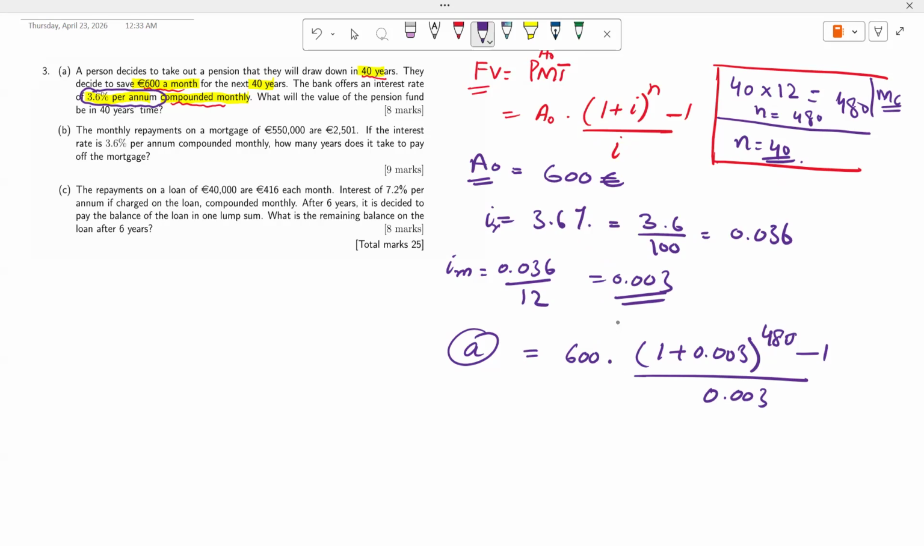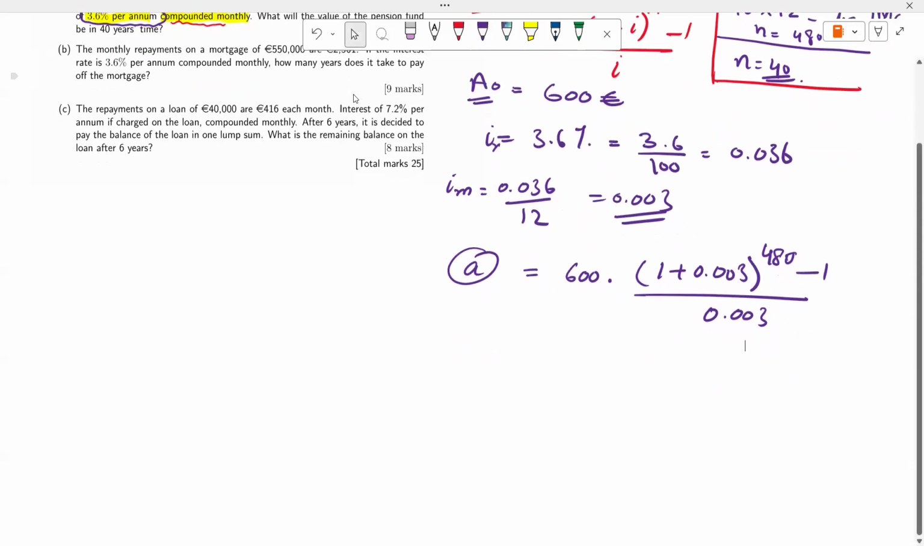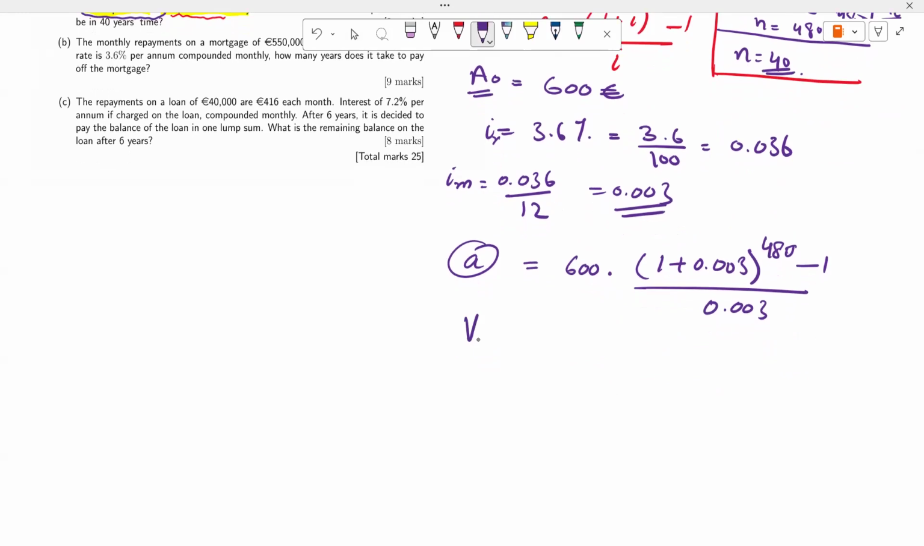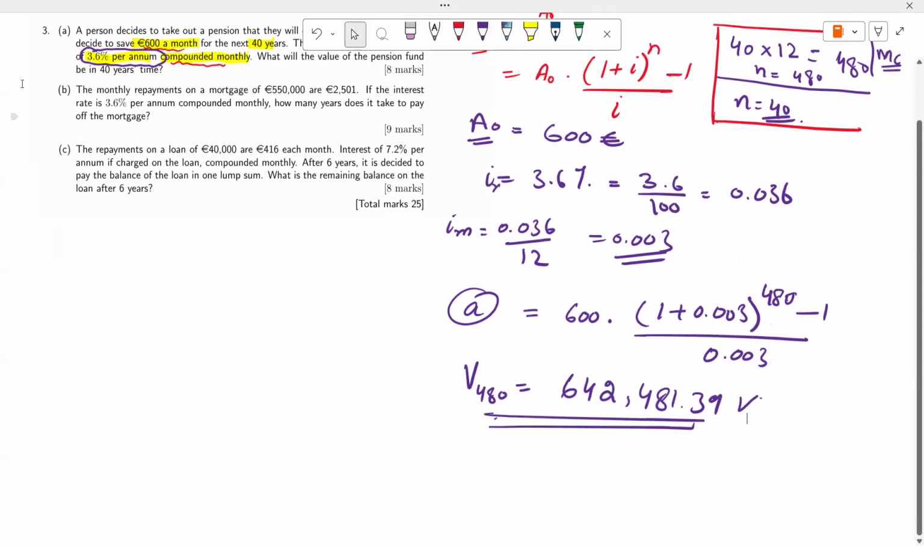Once you solve this question, you're going to get V 480 equals, if you calculate this value, around 642,481.39. So that would be your answer, right? So this is part A. Now let's move to part B.